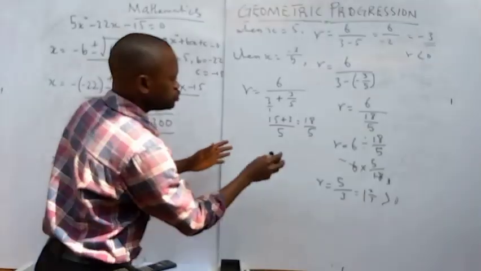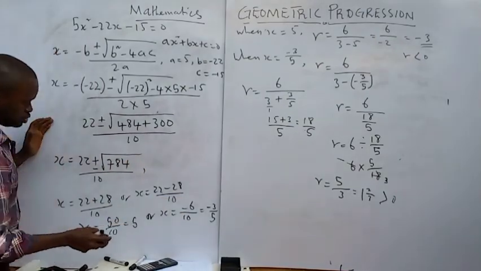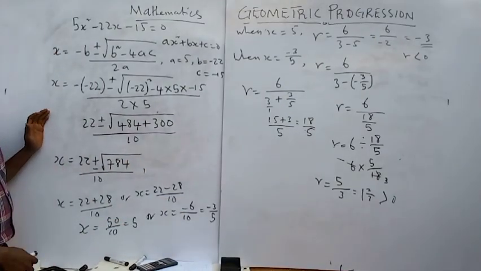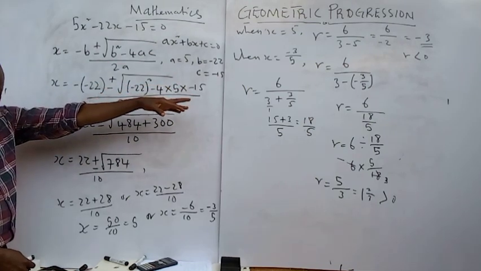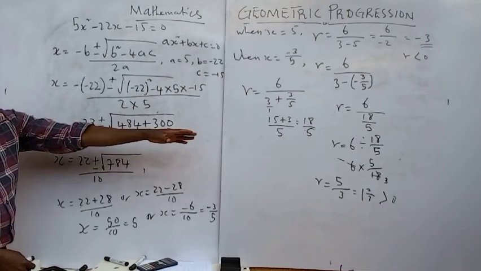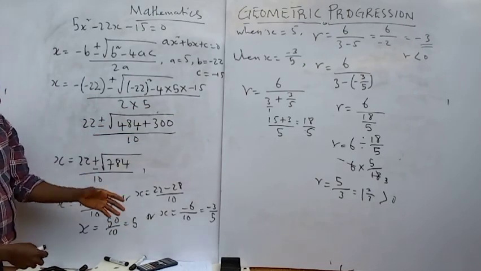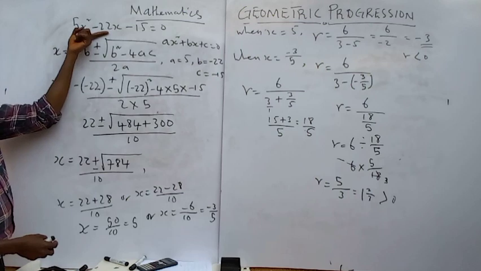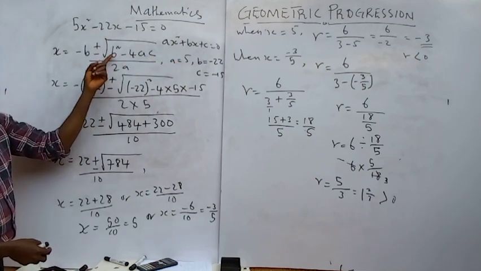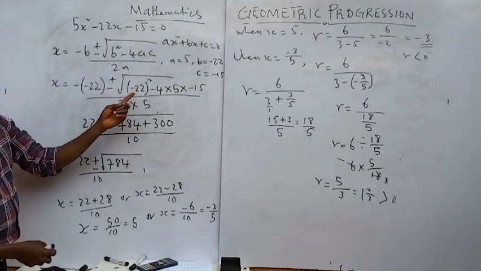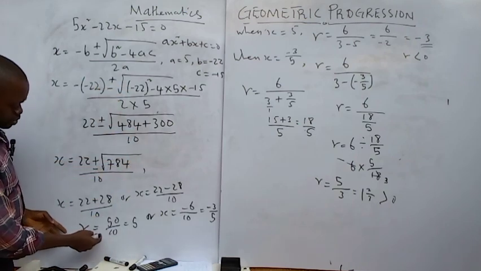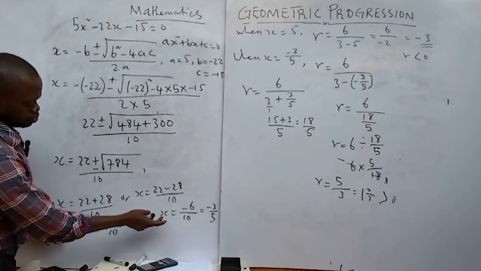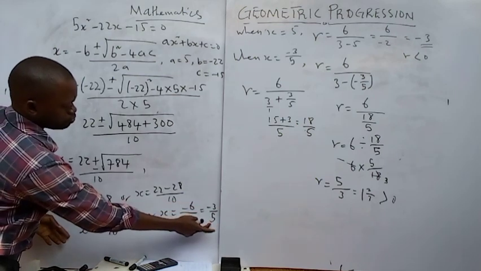I'm sure you followed all this explanation. Please look at it again and again. From generating those two equations, I cross multiplied, I got a quadratic equation, and I chose to use the formula method to solve it. Substituted all these values and then brought them down, simplified them, and got two values for x, either x being 5 or x being minus 3 over 5.